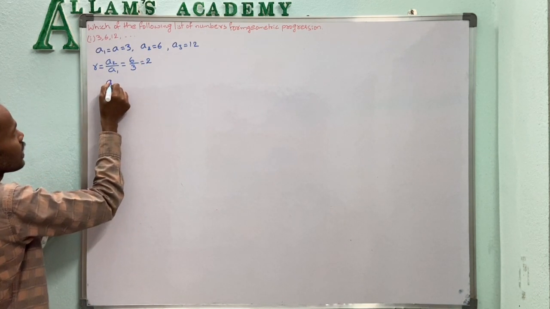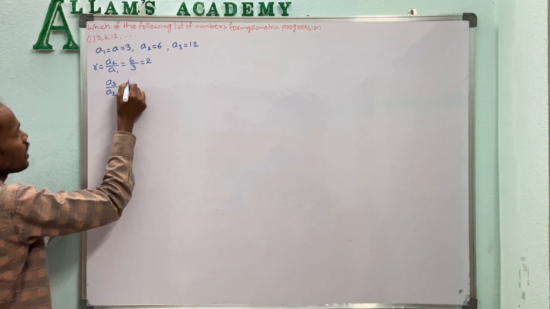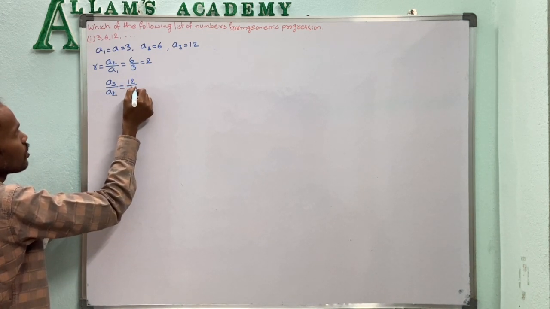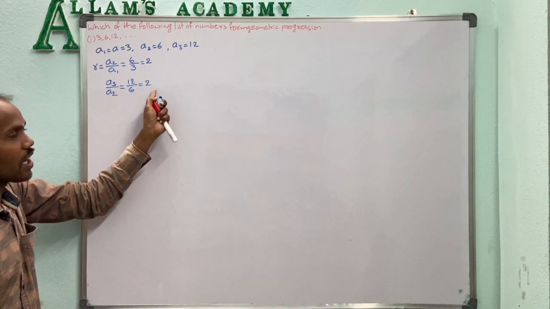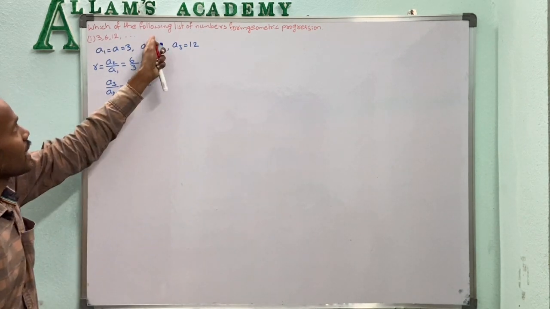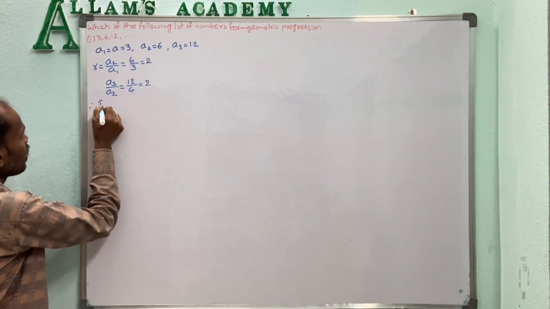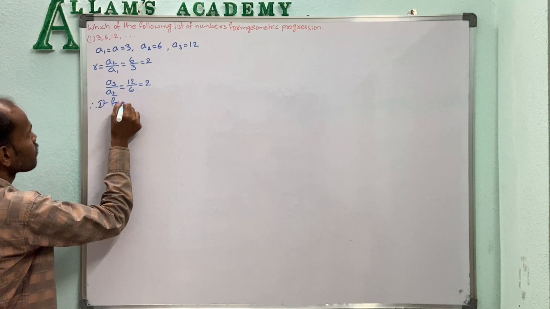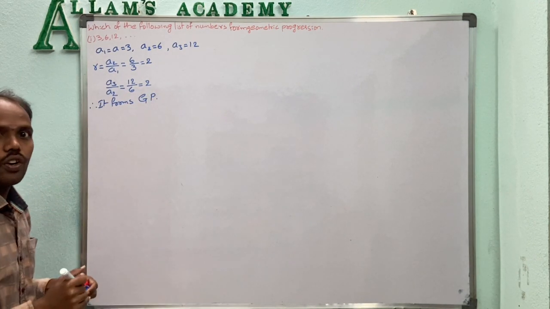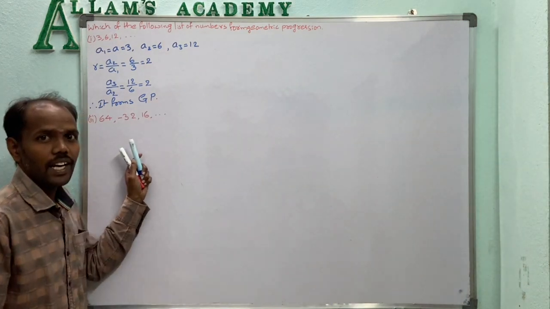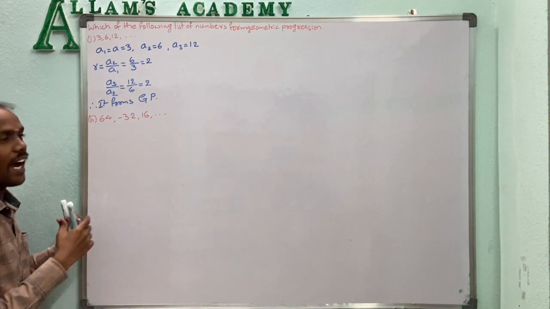Now the third term by second term, a3 by a2, that is 12 by 6, which is also nothing but 2. So here the common ratio is the same, therefore the list of numbers forms a geometric progression. Okay, here is another list of numbers: 64, minus 32, 16 and so on.